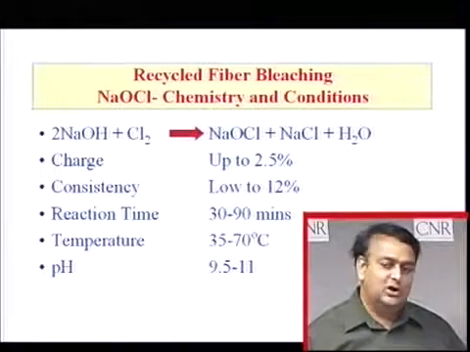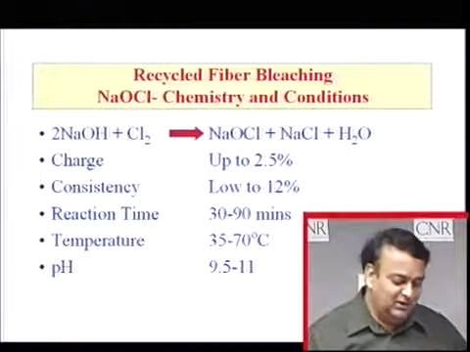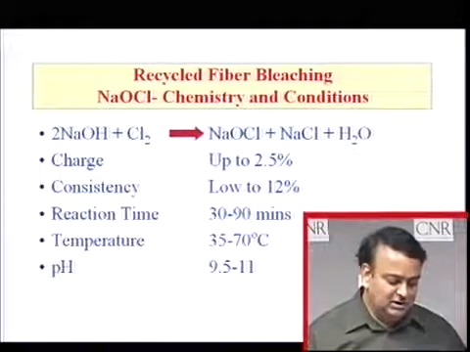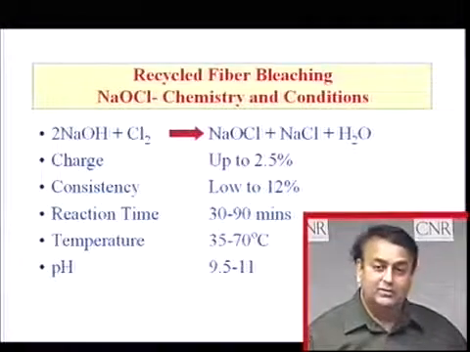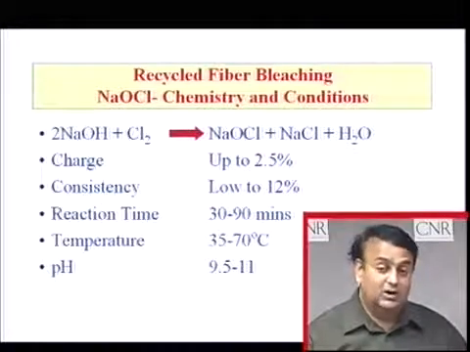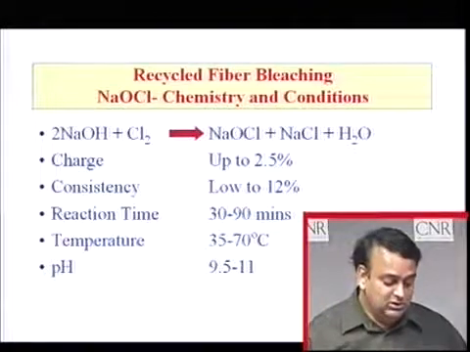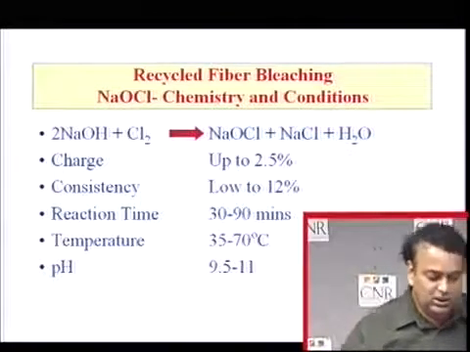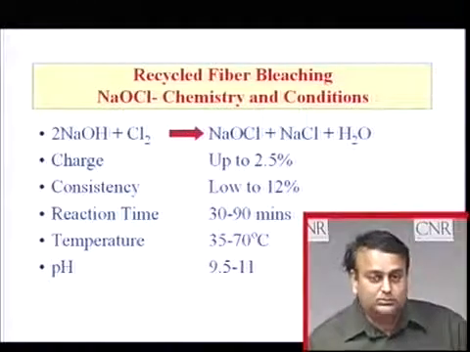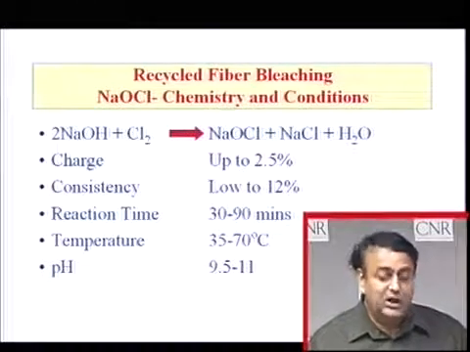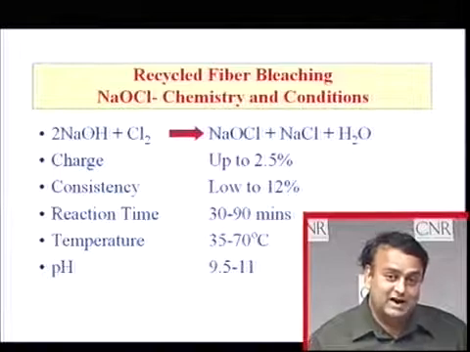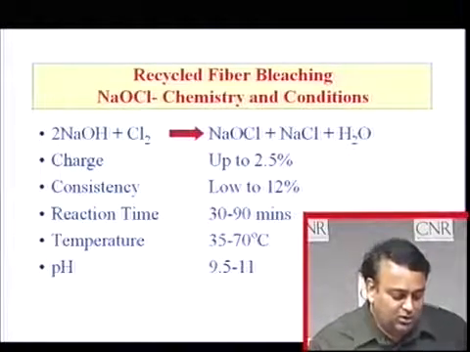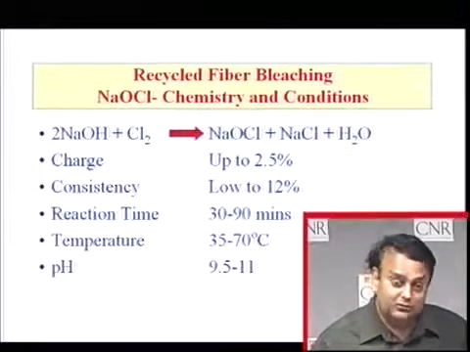Reaction time is short, anywhere from 30 minutes to 90 minutes. And temperature is from room temperature, 35 degrees C, to 70 degrees C. So it works very well for pulper bleaching. Again, you need a higher pH, 9.5 to 11, for hypochlorite ions. Below 9.5 pH, you have hypochlorous acid, which can attack the fibers. So you need to be at a higher pH to get maximum strength out of your fibers.